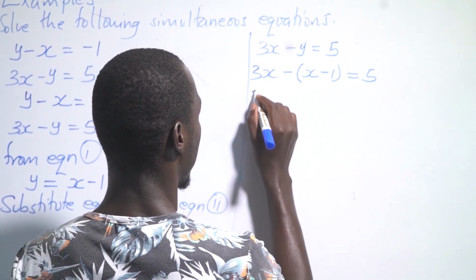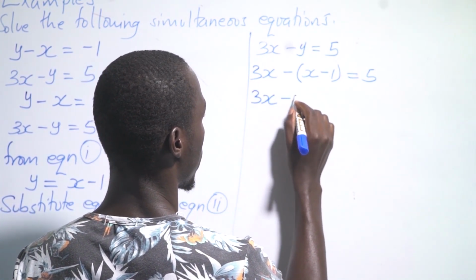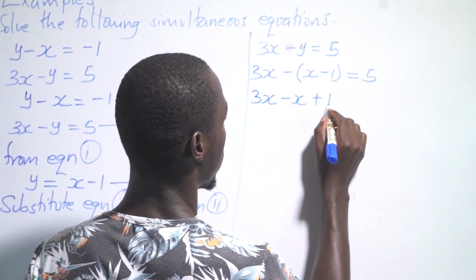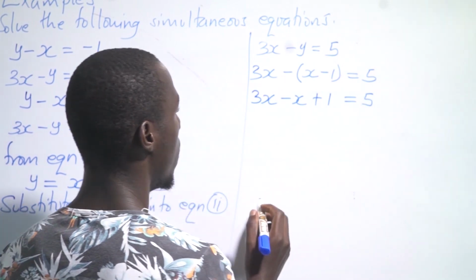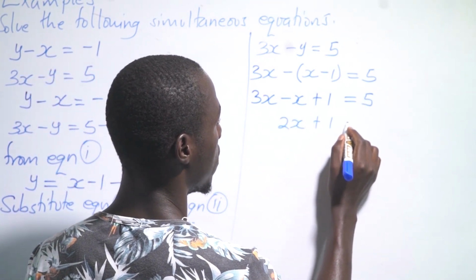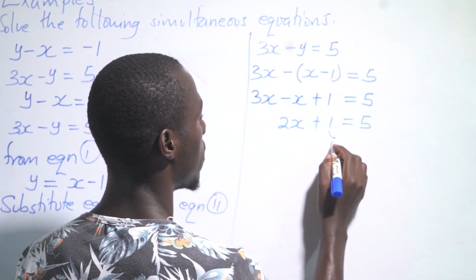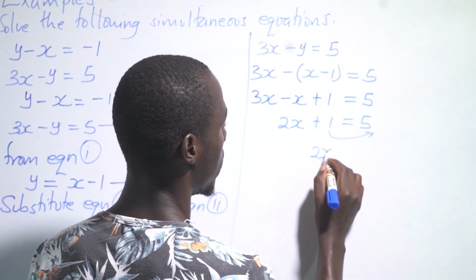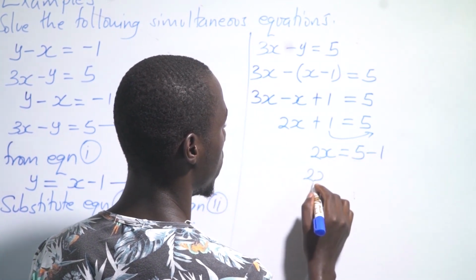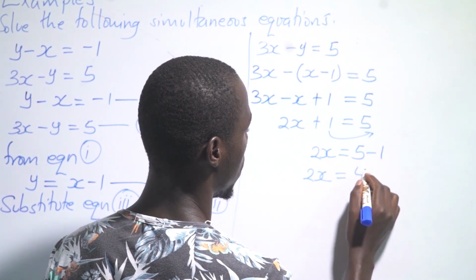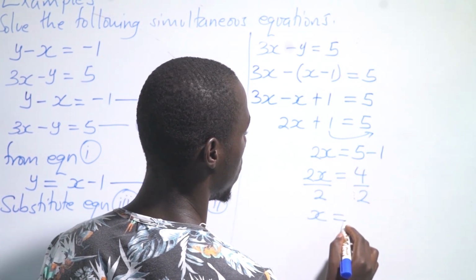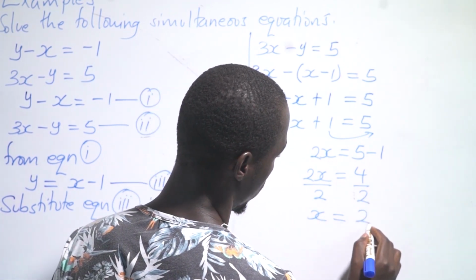So when I open the brackets, 3x minus x, minus times the minus becomes a positive. Then when I simplify here, that is 2x plus 1 is equivalent to 5. I take the 1 the other side, that is 2x is equivalent to 5 minus 1. 2x is going to be equivalent to 4. Then I divide both sides by 2 to get my x value as 2.